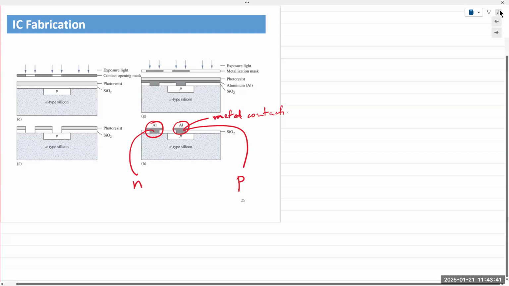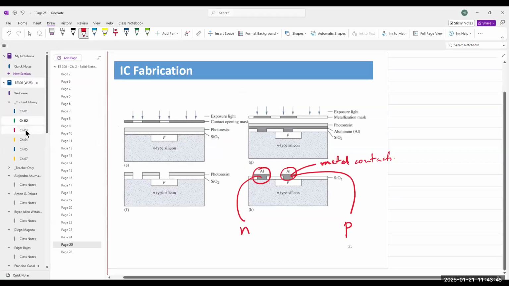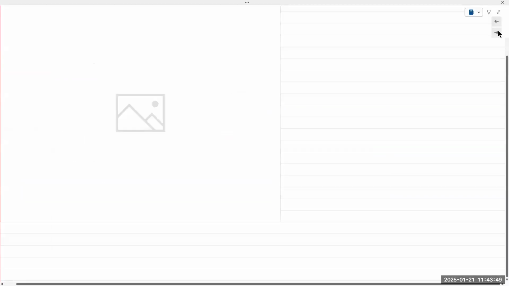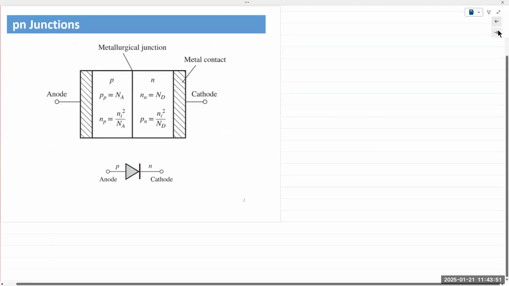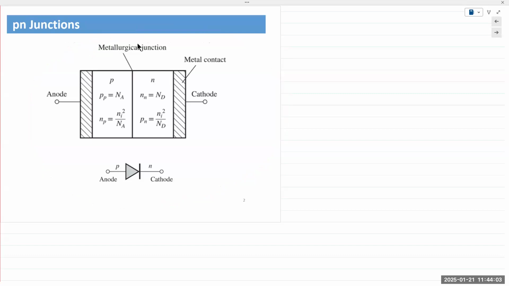All right, let's get to chapter 3 and let's begin. So diodes. All right. So from now on, we're simply going to use an illustration that looks like this. Okay. It's neither a side view of an actual device, nor is it a top view of a device. We are simply creating an illustration that makes it easier to explain the device physics.